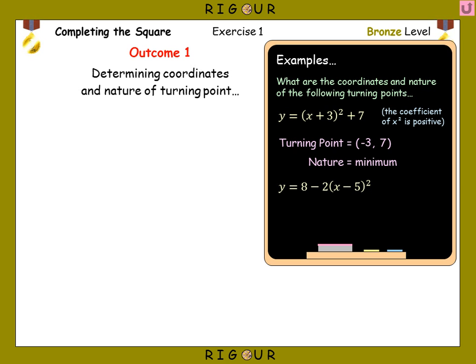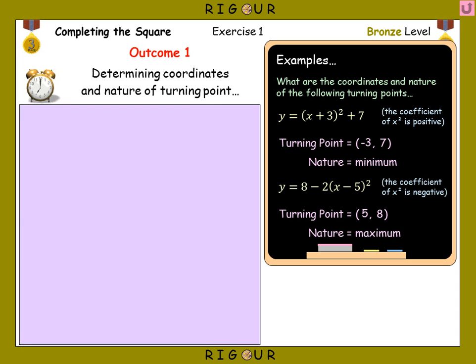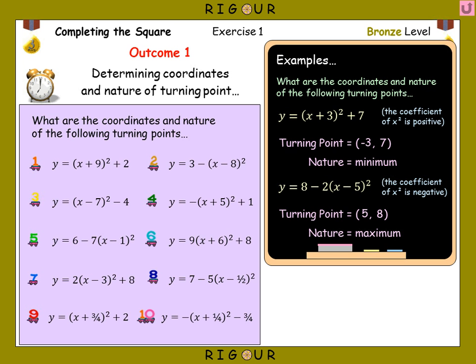So our second example, 8 minus 2 bracket x minus 5 all squared. For the turning point, again we change it when it's in the bracket, so minus 5 would become plus 5, and we leave it alone when it's outside the bracket. We've got positive 8 for the y coordinate. Now, is this a maximum or a minimum? This one is a maximum, and that's because the coefficient of x squared, once that bracket is removed, would be negative. So here's 10 for you to try, and if you're working on these at home, pause the video now.